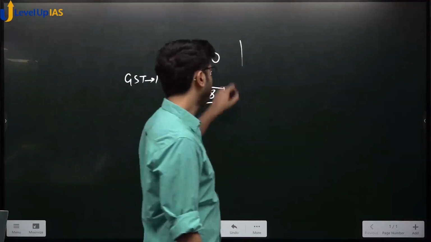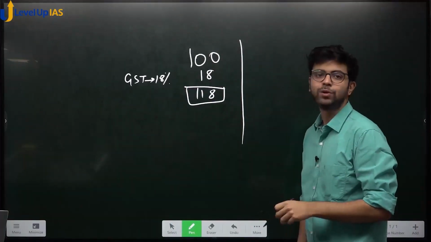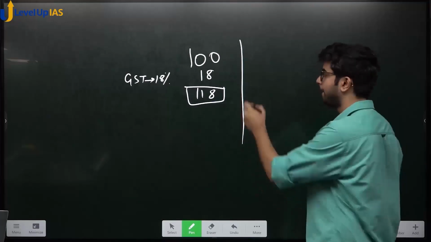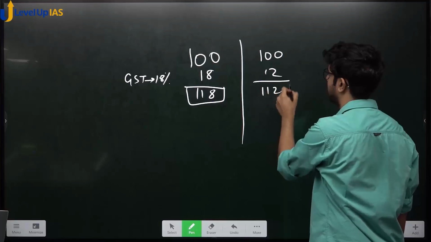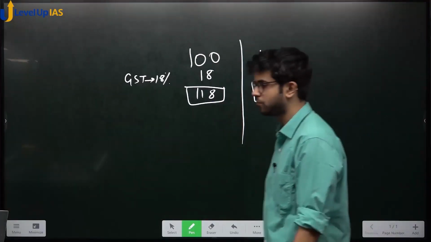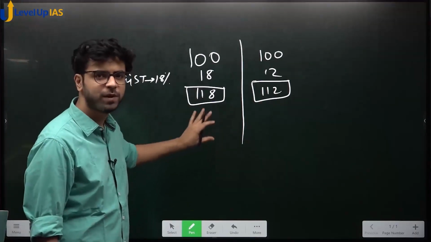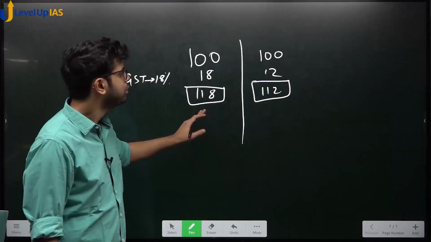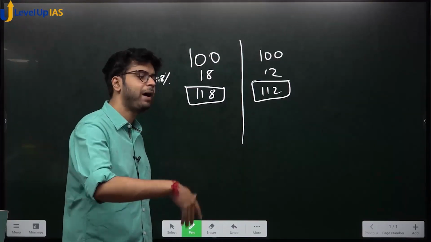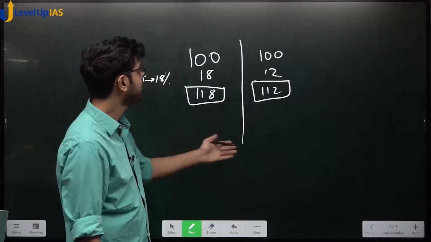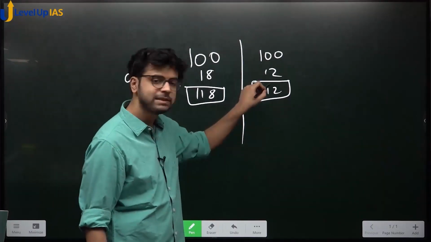Tomorrow, it's very simple to understand, it's not complicated. Tomorrow, the government reduces GST to 12%. What will you do? In case 1, does the customer know that he has to pay 118? Yes, he has to pay 118. So tomorrow, when you go to buy a mobile and you see that the price has reduced to 112, you will be very happy. Yes or no? Why? Because you are paying a lesser amount of tax.